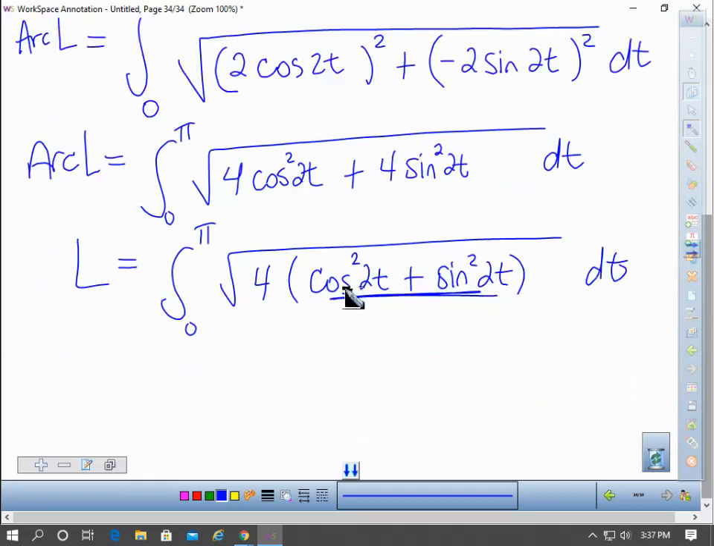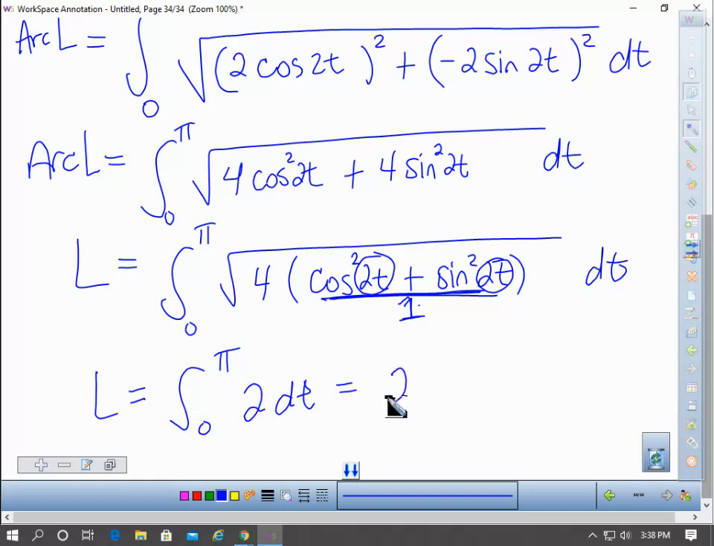And this is an identity. Cosine squared plus sine squared equals 1. So that means I'm doing the integral from 0 to pi, 4 times 1, so this is the square root of 4, which is going to give me 2. So again, when you factor this 4 out, you're left with cosine squared 2t plus sine squared 2t. This is an identity, cosine squared plus sine squared, as long as the angle is the same. This equals 1. So 4 times 1 is 4, and the square root of 4 is 2. So now I'm just integrating 2 from 0 to pi. So the antiderivative of 2 is going to be 2t, evaluating from 0 to pi.